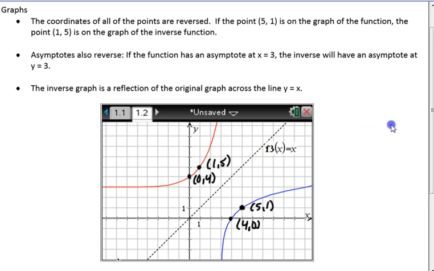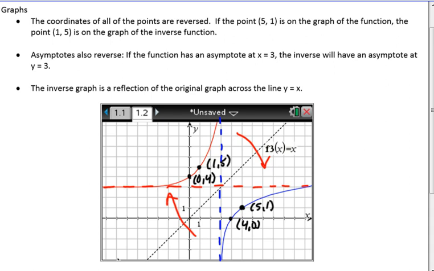Another important thing to remember is if the original function has an asymptote, so in this case my original function has an asymptote here at the line x equals 3. So that means my inverse function has to have an asymptote at the line y equals 3. Notice that in general, the inverse is a reflection across the line y equals x. So the graph just reflects across that line.